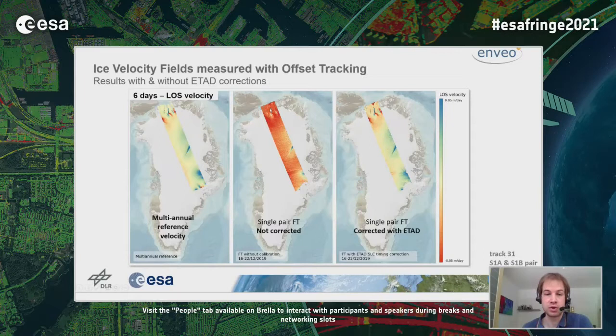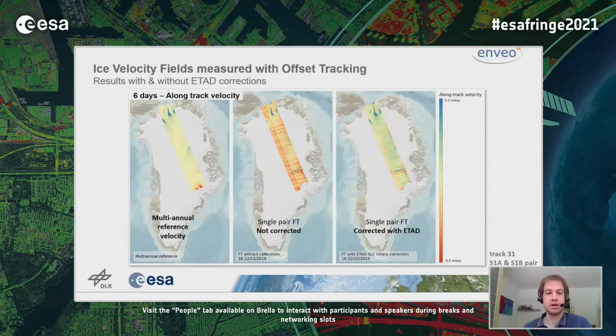If one looked closer, one could also see features coming from the topography in the coastal range. If we apply the ETAT, we can see that we are already very close to the multi-annual reference. It's a bit noisier, of course, since it's only one pair, but we definitely do something right if we apply this product. For the along-track component, it's the same. Of course, this is more difficult because we have much coarser pixels. You can see the uncorrected effect between S1A and S1B.